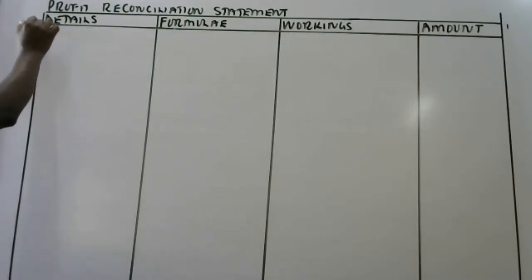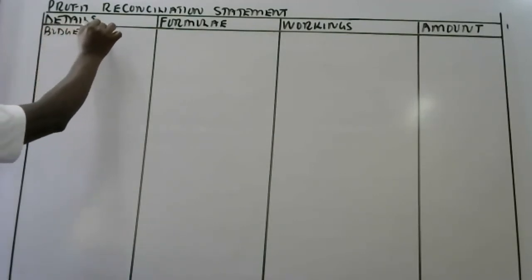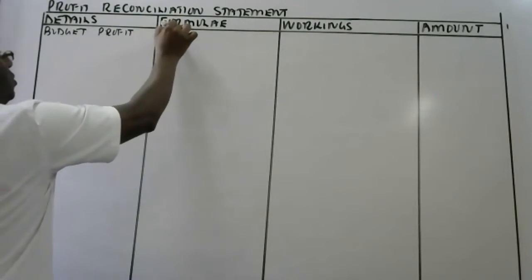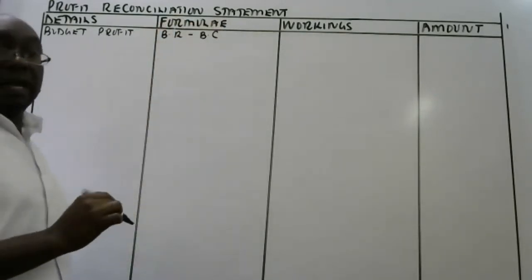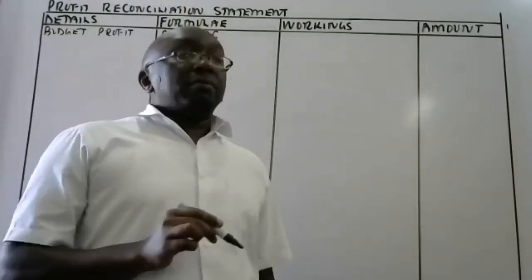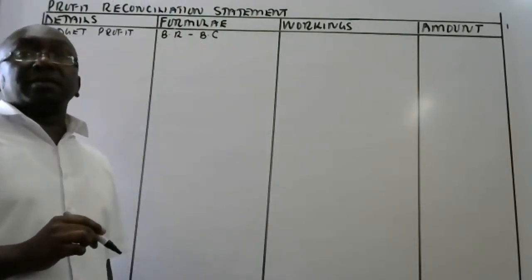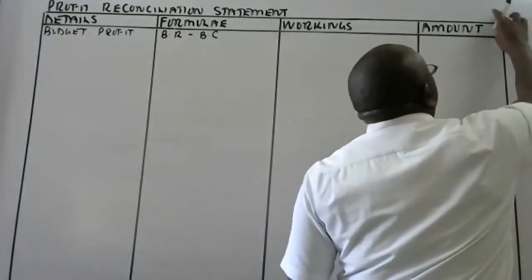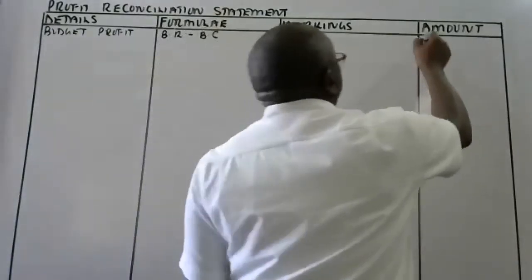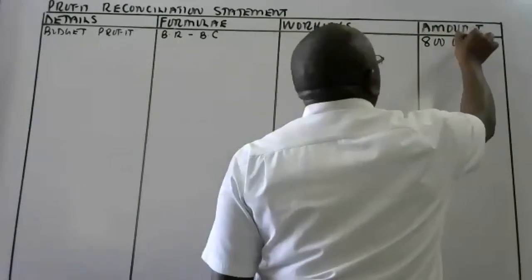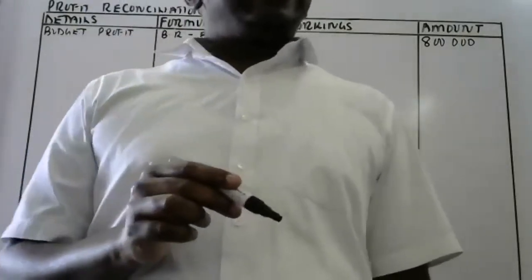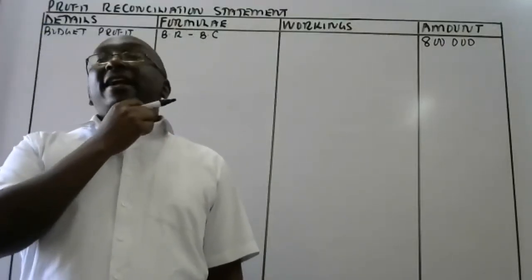So we always begin with the budget profit. Budget profit is given as budget revenue minus budget costs. That is how you can get it if it is not provided. But in this question, the budget has provided profit of how much? It's 800,000.